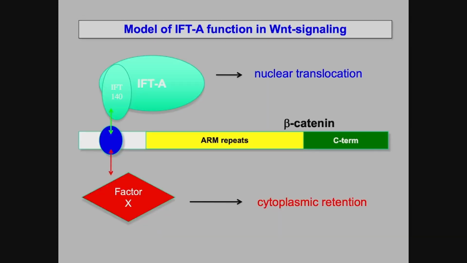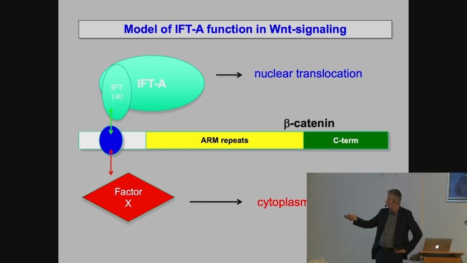So the model from these studies suggests 2 things. That, first of all, this region is critical for binding to IFTA, for nuclear translocation, possibly, or likely, by movement along microtubules. And there might be other factors, in this case we call it factor X, that also can bind to this region, and they would be cytoplasmic retention signals. And so in that context, that raises 3 questions, and this will be the last couple of slides to sort of address that.